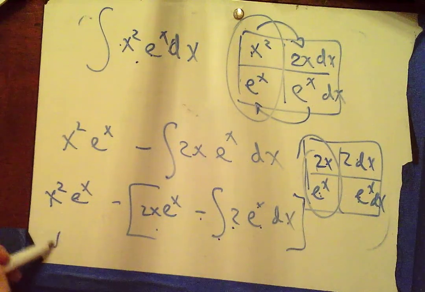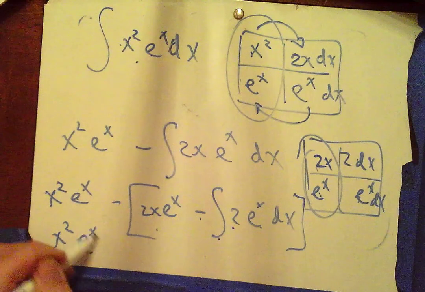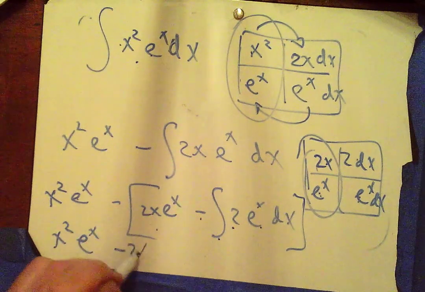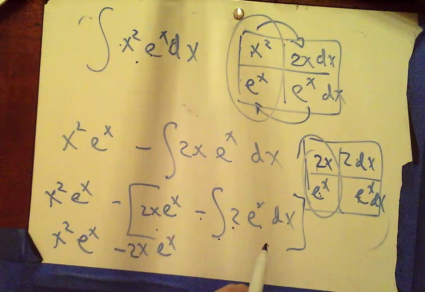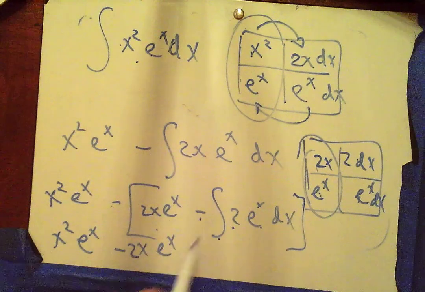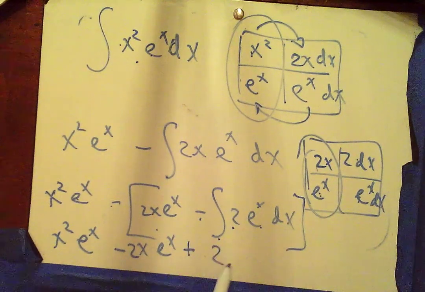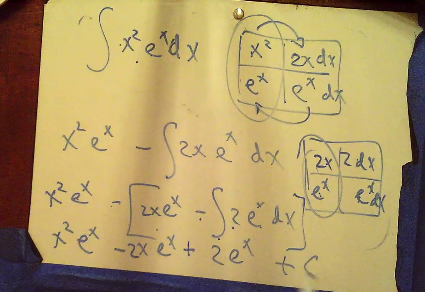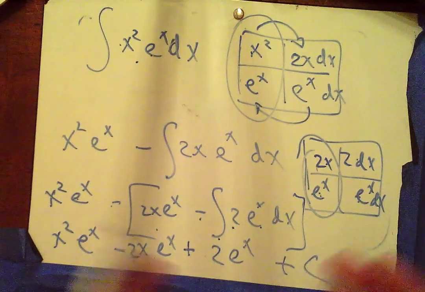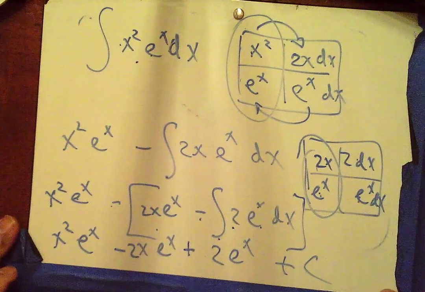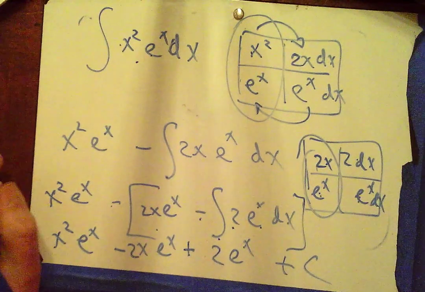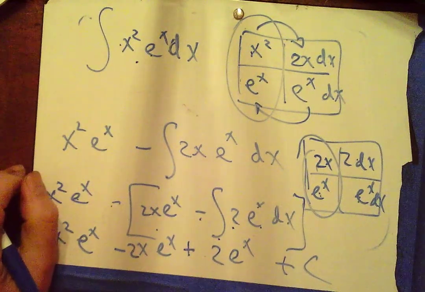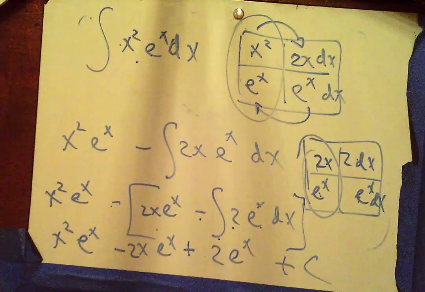And so I know I'm going to have x squared e to the x minus 2x e to the x plus 2 e to the x, and don't forget the plus c. Ta-da! There it is. Look, we had to do by parts twice. And yeah, that's a thing. And yeah, don't be surprised.